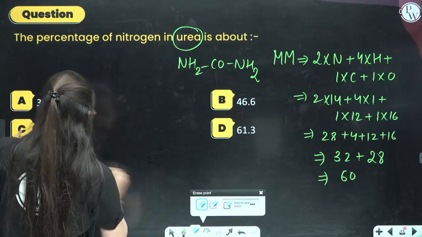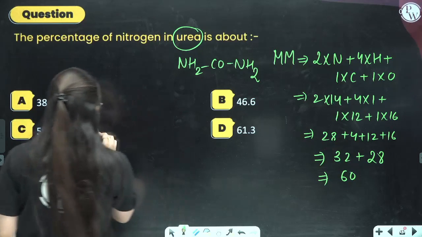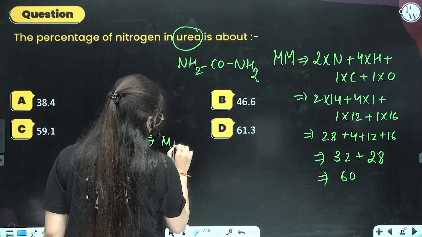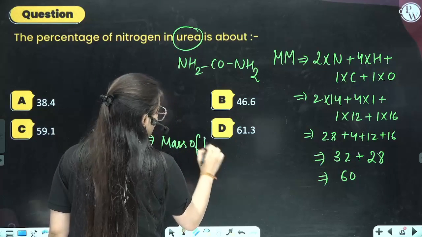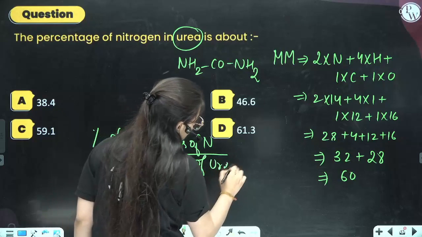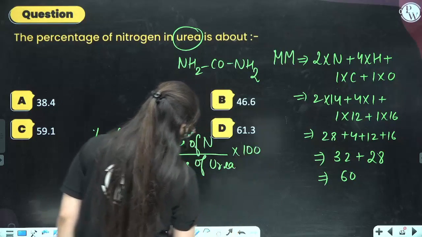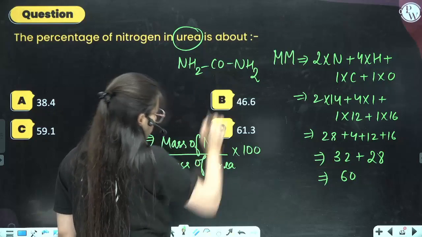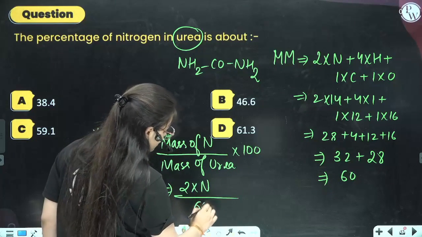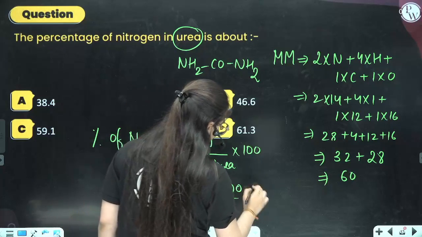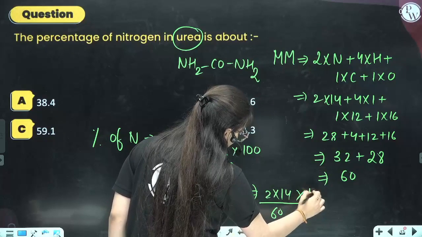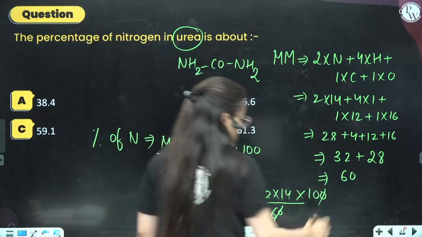Just let us see over here. The percentage of nitrogen in urea. That means the mass of nitrogen divided by the total mass of the molecule, into 100. Now, how many nitrogen? 2 nitrogen. So 2 into nitrogen mass divided by mass of urea 60 into 100. Now, what is the mass of nitrogen? 14. Divided by 60 into 100.